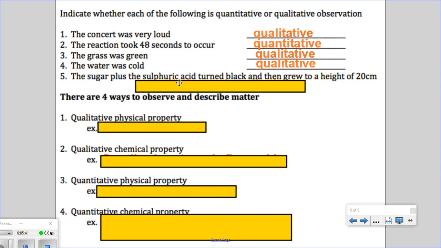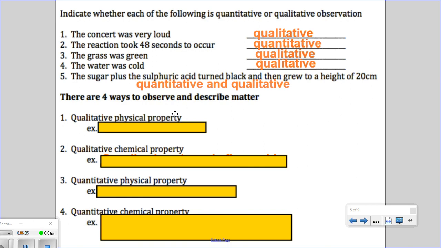The sugar plus sulfuric acid turned black and then grew to a height of 20 centimeters. This is both quantitative and qualitative. Here we're describing the color that was produced, and we are also providing a measurement of how high the reaction grew.